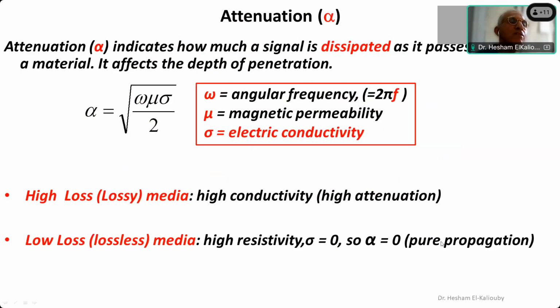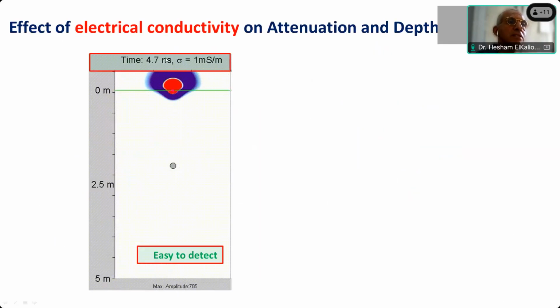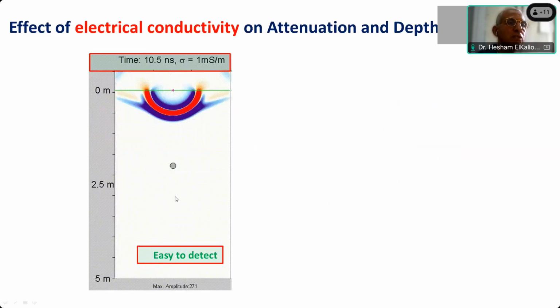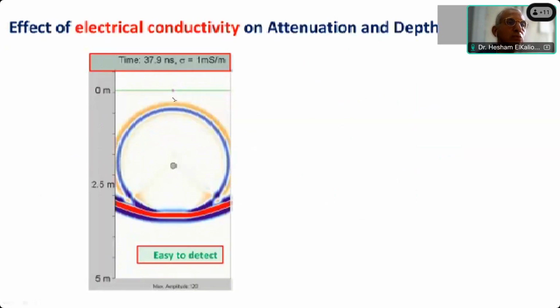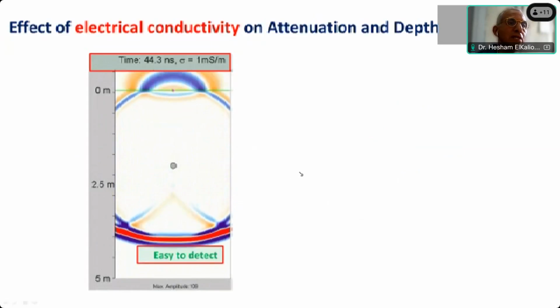So this is an example. If we have a 1 millisiemens material, this is a resistive material. So this is a GPR signal. We have a target here to reflect, and the reflection is very strong. So it will go to the receiver antenna and can be detected easily.